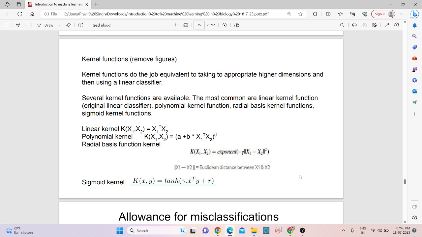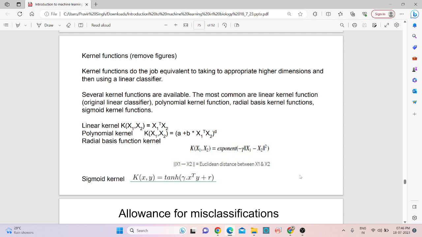There is a polynomial kernel. The polynomial kernel has multiple parameters: A, B, and D. D is the degree of the polynomial. It can be 1, 1.5, 2; it can be a decimal also. And A and B are the coefficients. There are three parameters for the polynomial kernel.